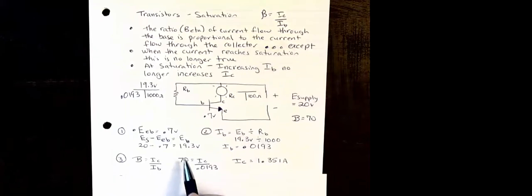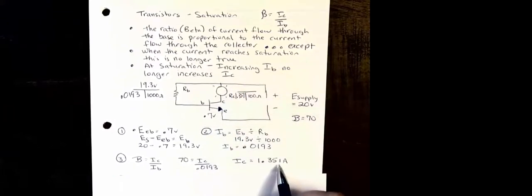The next thing we can do is take the beta that was given, and it was 70, so beta equals IC over IB, and if this circuit is not saturated, it will come up with a voltage here that is something less than 20 volts. If it's saturated, the voltage here at the load would be unrealistically high. So I can take my 70 times my 0.0193, and my IC would be 1.351. 1.351 amps is the current flowing through the load.